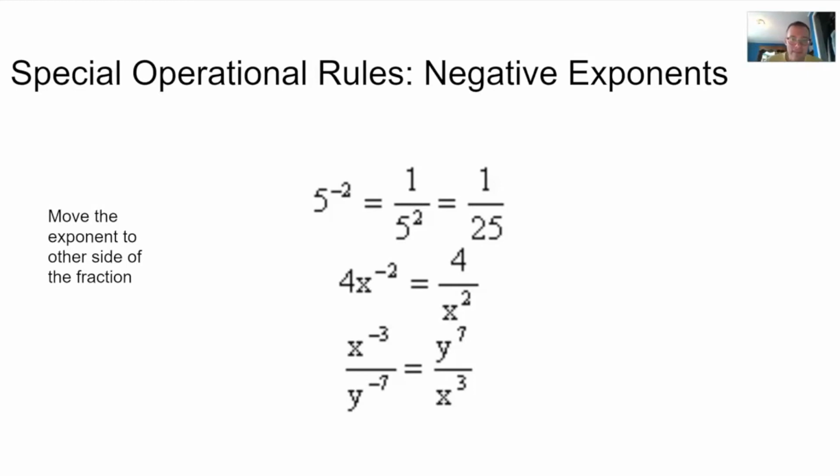1 over 25. 4x to the minus 2 equals 4 over x to the second. We just put that x on the bottom. I can't put the 4 on the bottom because then it's not a 4 anymore. It would be a 1 over a 4, which is a 1/4. That's not accurate. Lastly, we have x to the negative third and y to the negative seventh.